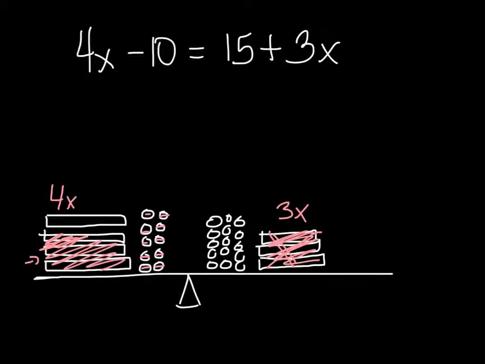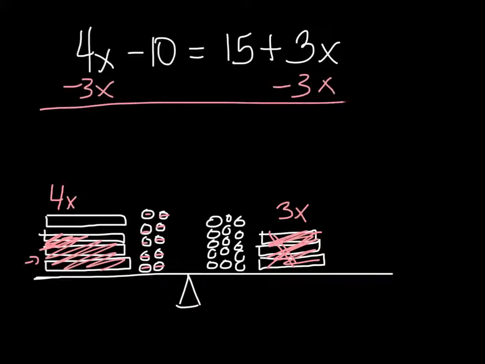So you can treat these variable terms the same way you treat the numbers, meaning that you can subtract them from both sides. That's not a problem. So 15 plus 0 now, because 3x minus 3x is 0, and x minus 10 is equal to that 15 plus 0. Now I need to deal with the values.